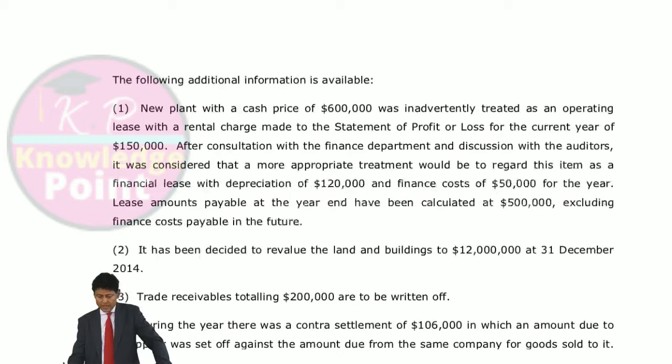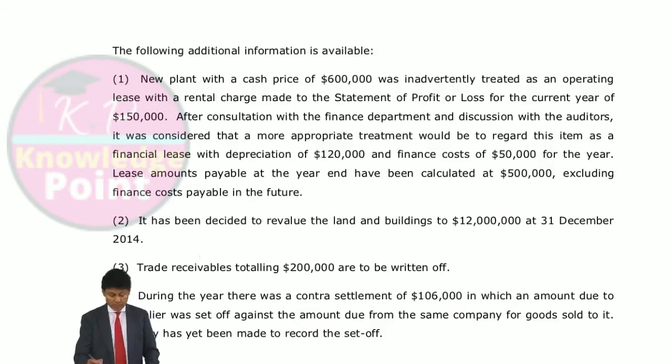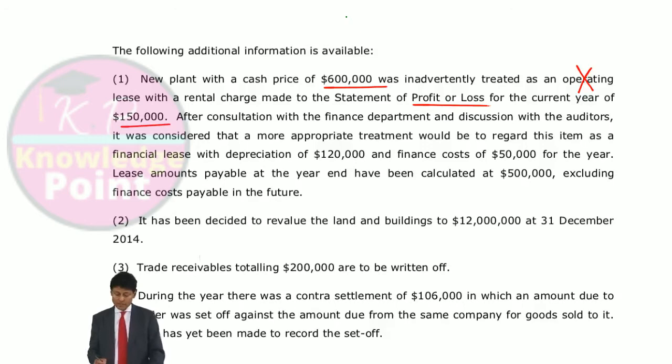The following additional information is available. So we're now doing all our adjustments. New plant with a cash price of 600,000 was accidentally treated as an operating lease, and they've charged the P&L with 150,000. But after consultation with the experts, it was considered more appropriate to regard it as a finance lease. That's correct. Depreciation of 120 and finance costs of 50.